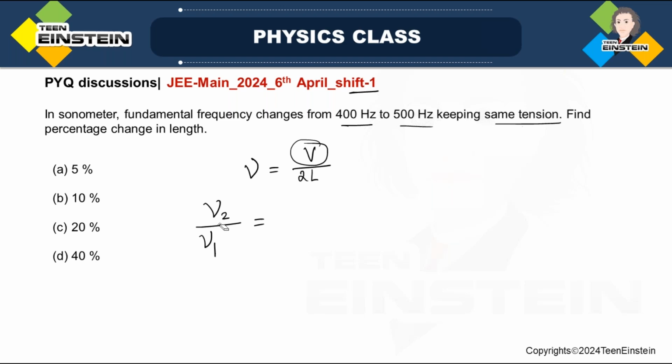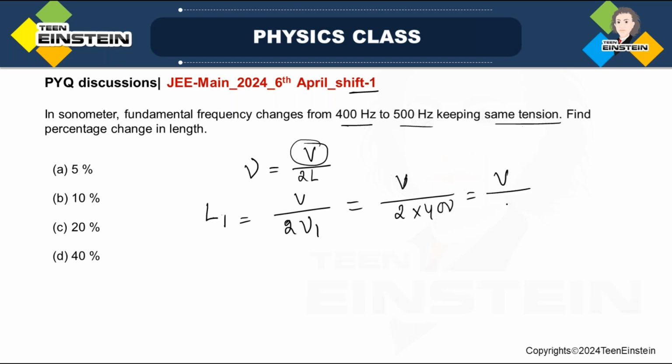Let me do one thing. I'll go directly with this L itself. Suppose L1 is V by 2 nu 1, and nu 1 is 400, so L1 is V by 800. What about L2? Similarly, I'll get L2 as V by 1000.